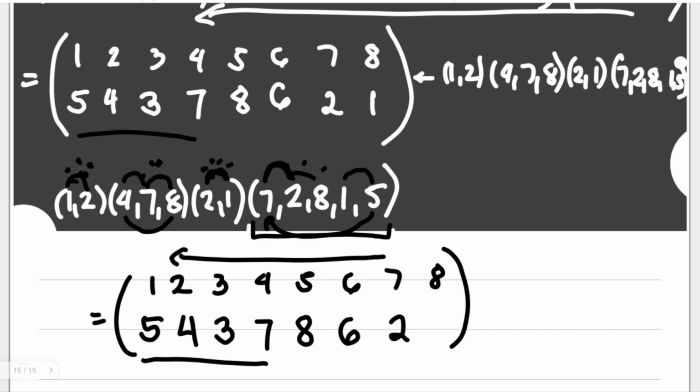Okay? And finally, 8. 8 is mapped to 1. 1. Okay, we are now on 1. 1 is mapped to 2. So we are now at 2. 2 is mapped to 2. And 2 is mapped to 1.